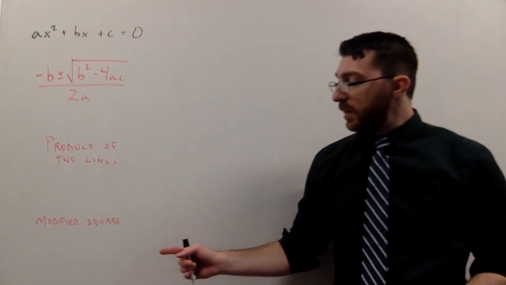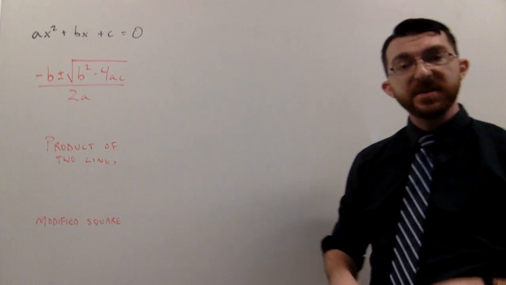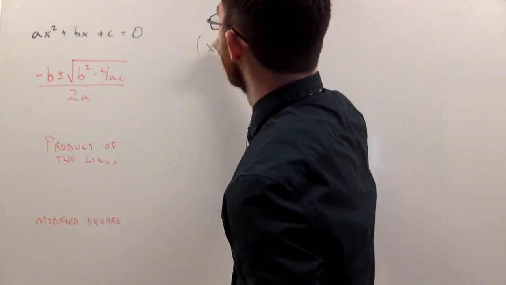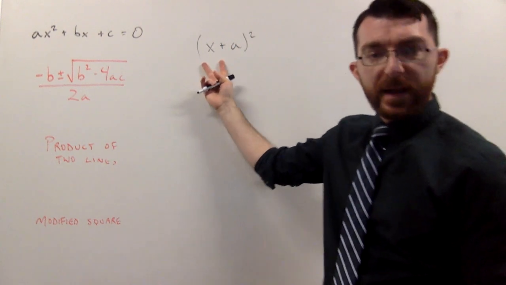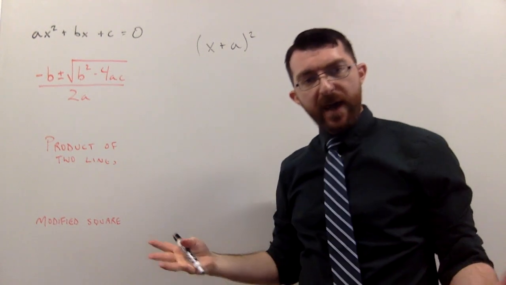So the second method is when a parabola is identified as a modified square. Now when I say a modified square, here's what I mean. If you take a binomial like this and square it, you end up with the same factor every time.